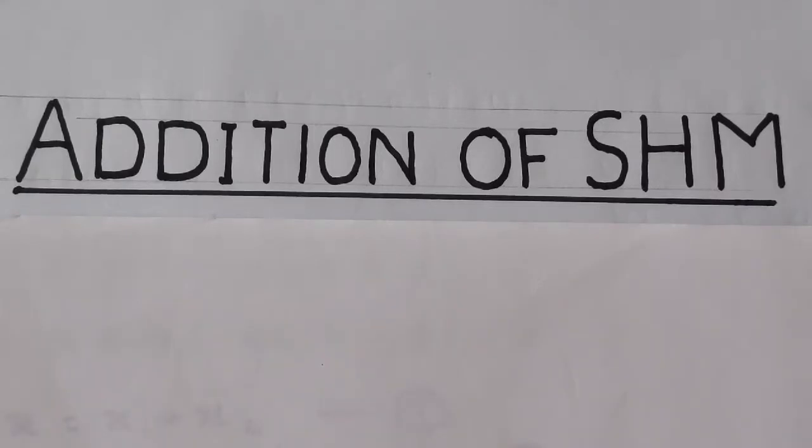Today we will be taking another example of addition of SHMs, that is, addition of simple harmonic motions. In the previous lecture we have seen two harmonic motions and how the resultant harmonic motion is obtained when two harmonic motions are added. In today's lecture we will see one more such example before we move on to the next lecture.